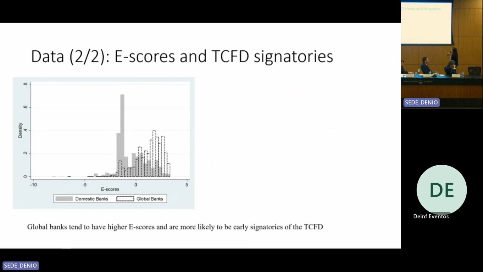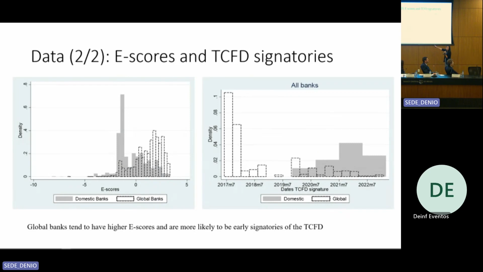So here, what do we see? First of all, the first thing that we see is that if we plot the distribution of the E-scores, global banks tend to have higher E-scores and are more likely also to be signatories of this framework. So global banks start signing very early. Domestic banks are the ones that are signing late.